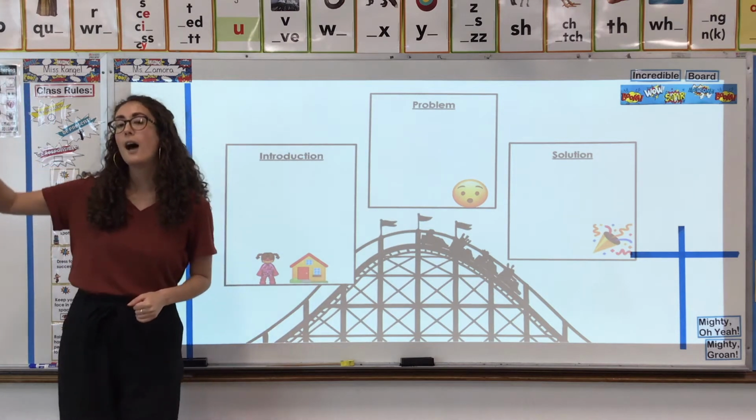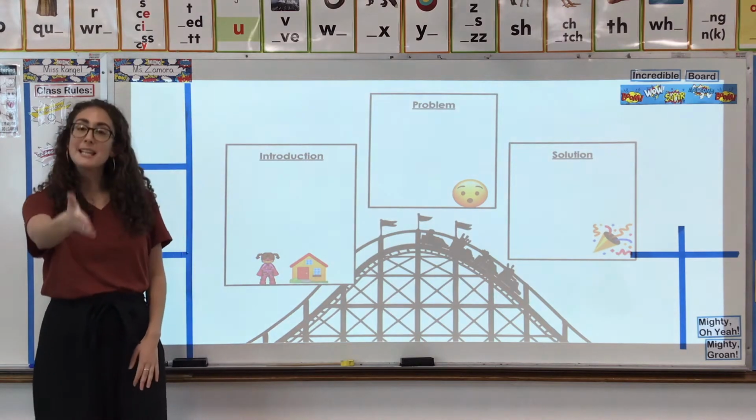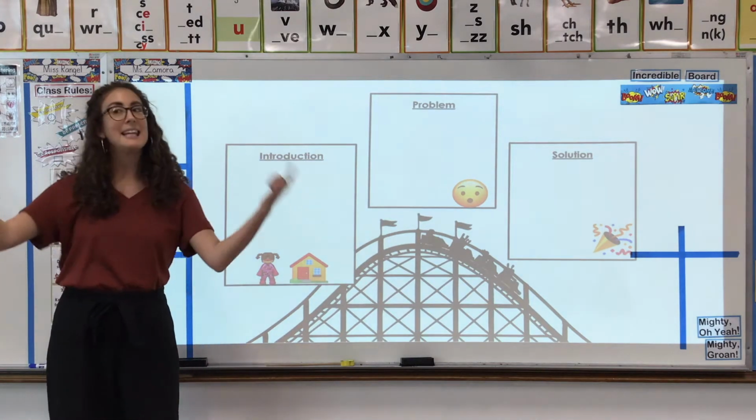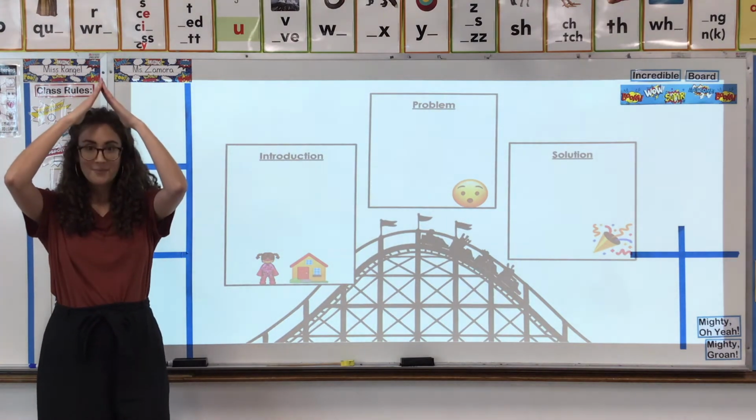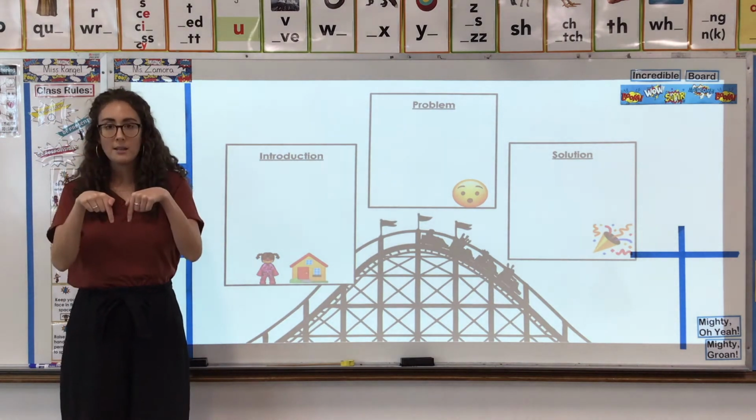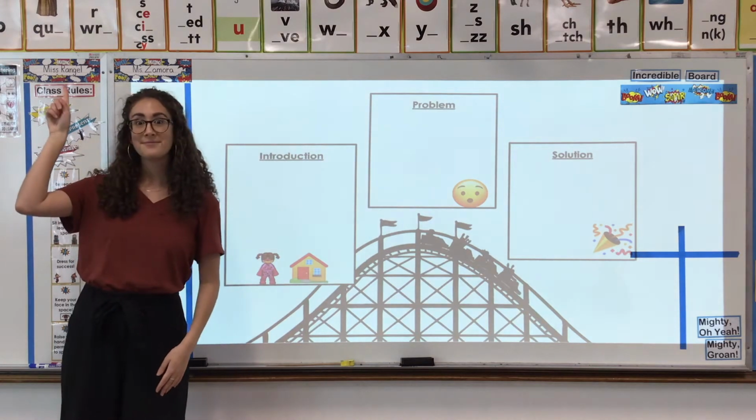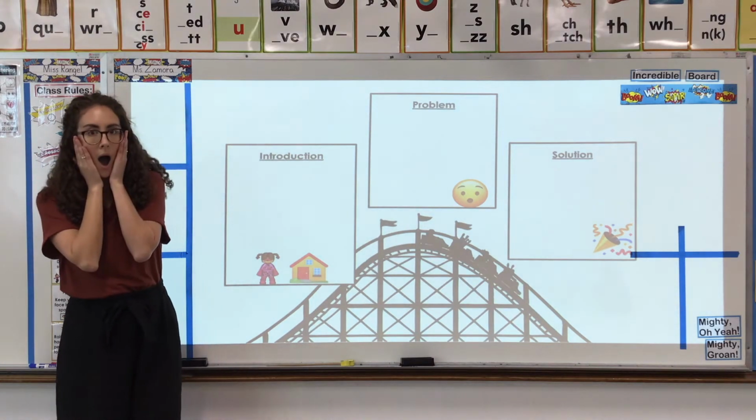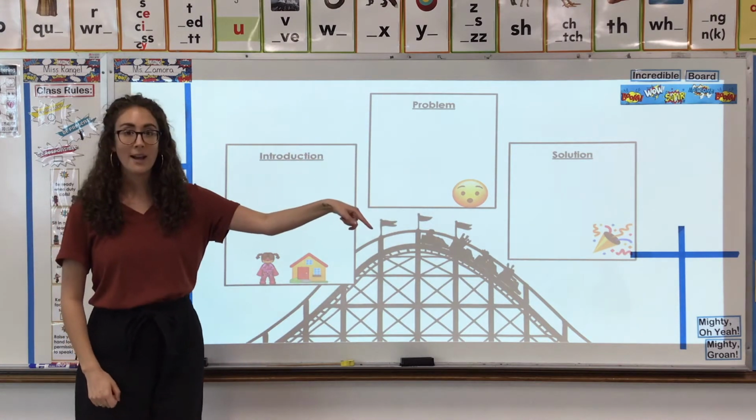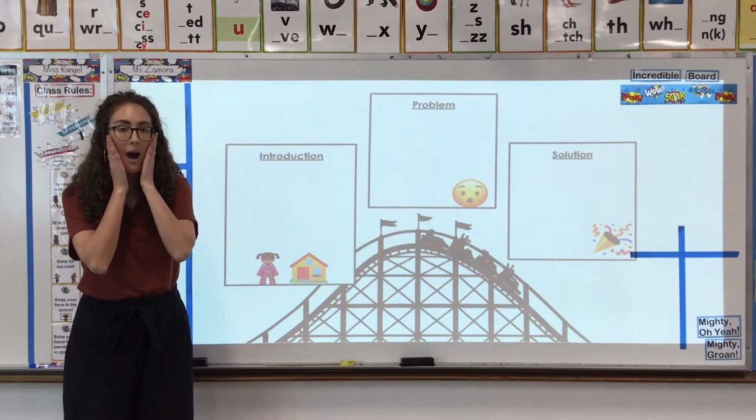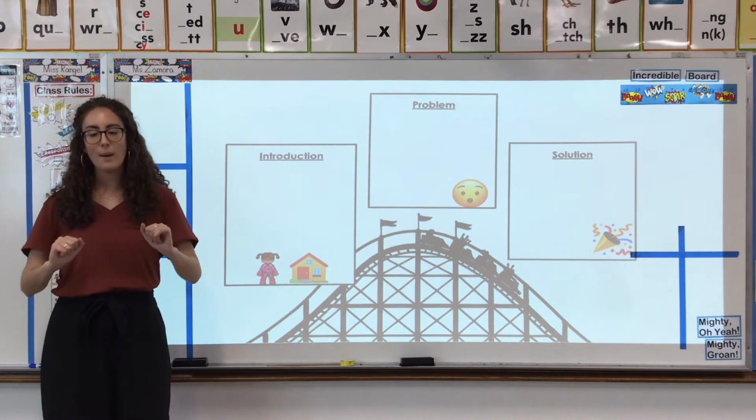In the beginning of a story, we meet the characters and the setting. In the middle of a story, we learn the problem. At the end of a story, the problem gets solved. Mirrors down. Thank you so much.